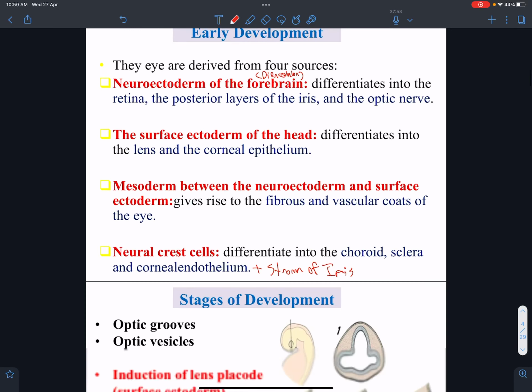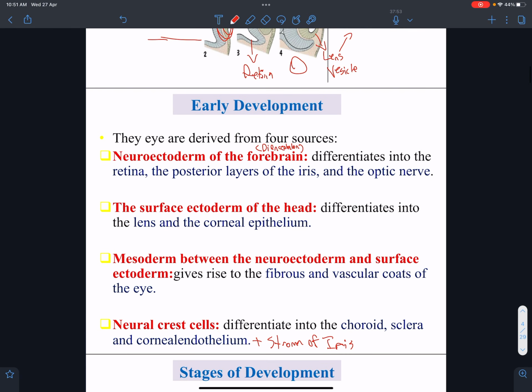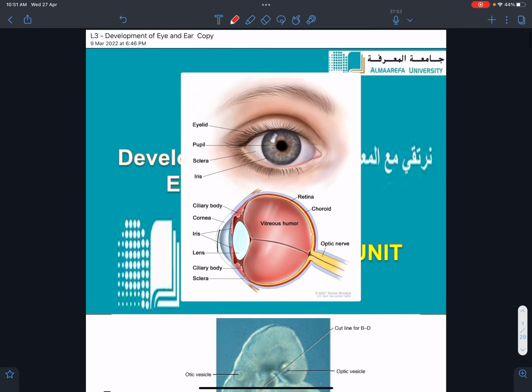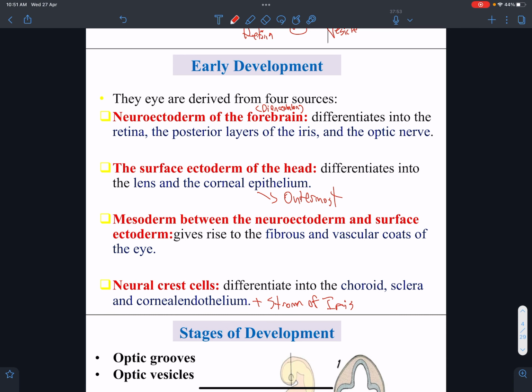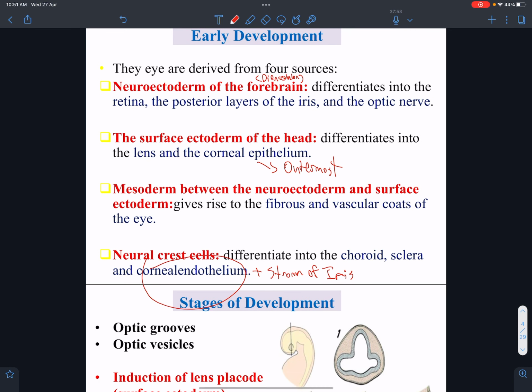But for memorization, I just want to clarify the four sources of the eye, right? Neuroectoderm, the forebrain, or the surface ectoderm. Just to clarify, we'll clarify this one on the next slide. But for the corneal epithelium and endothelium, the cornea is made of many layers: an epithelium and an endothelium. To remember, the corneal epithelium is the outermost layer of this translucent tissue. All right, the corneal epithelium. This is what the surface ectoderm is going to give you outside. Meanwhile, the neural crest is going to give you the corneal endothelium inside.